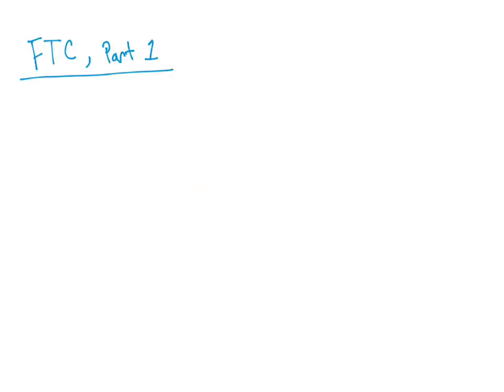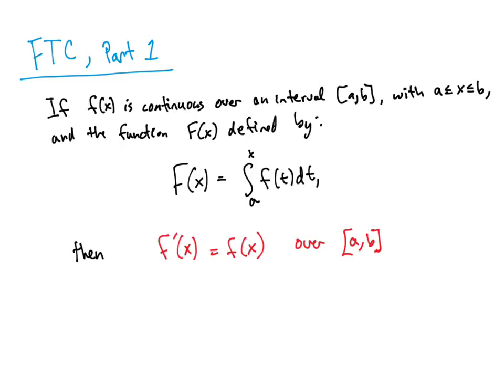So the fundamental theorem of calculus can be broken down into two parts. We have, if f of x is continuous over an interval a to b, with x between a and b, and the function F of x defined by this right here, so capital F of x is equal to the integral from a to x of f of t dt, then what the fundamental theorem of calculus tells us is that capital F prime of x is equal to f of x over the interval a to b.